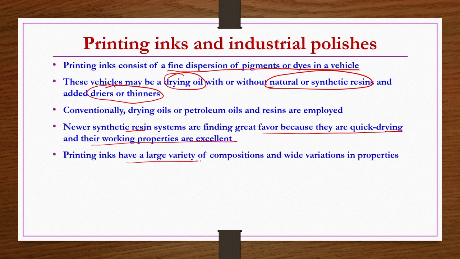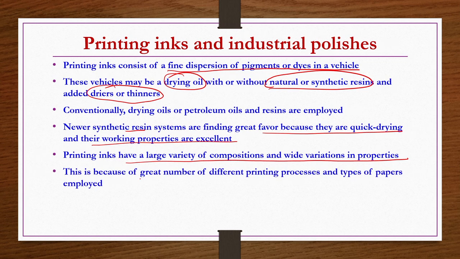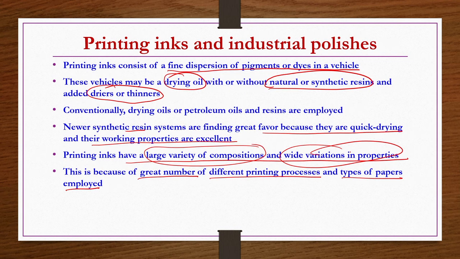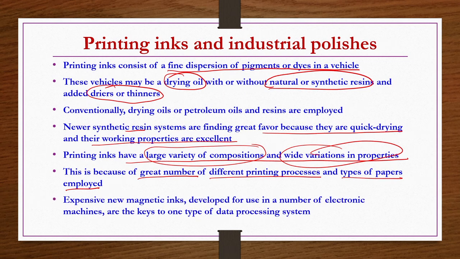Printing inks have a large variety of compositions and wide variations in properties. This is because of the great number of different printing processes and types of papers employed. Because the applications are like that, with different printing processes and different types of papers, obviously the composition would change, and if the composition is changing, then obviously the properties of printing inks will also change.